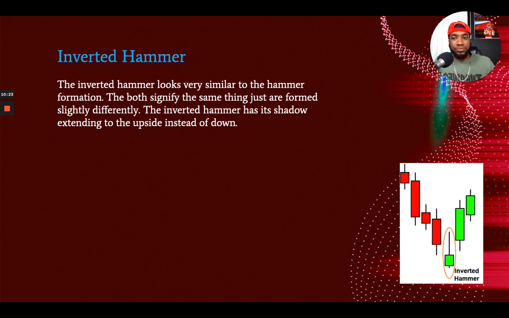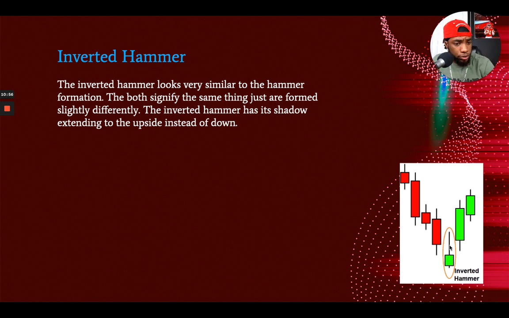Inverted hammer. So an inverted hammer is the same as a hammer, but instead of the wick being to the downside, the wick's to the upside, right? So we had sellers in the market, heavy selling momentum. And now we have price with this small real body, little to no wick on the downside, and a long shadow wick to the upside, right?